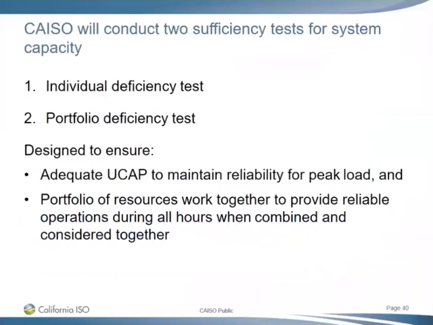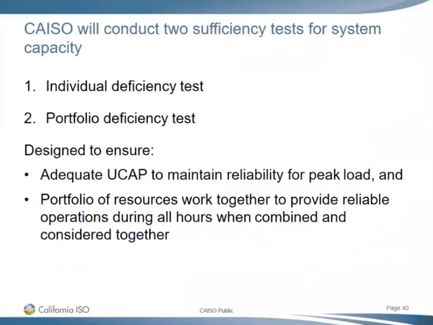Now, we spent a lot of the morning talking about the individual RA showings and the UCAP valuations and what those mean, but we've also recognized that over time we're starting to see a lot more use-limited resources, energy-limited resources with just varying levels of constraints on their ability to operate at all hours. And so we need to make sure that what we get is a fleet of resources, a portfolio of resources that ultimately works together to serve our load. And so we'll talk a little bit today about what we're calling the portfolio analysis and the deficiency tests.